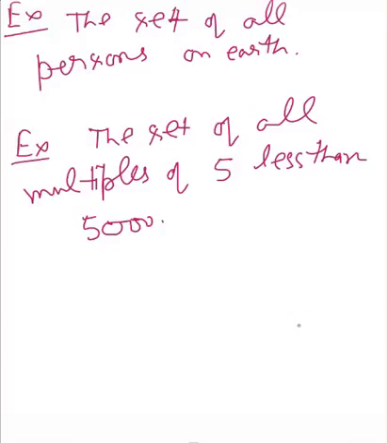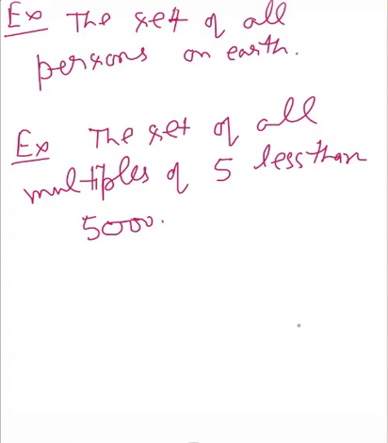Third example, set of all the persons present on the earth. You know that we always have the census, and we know how many people are present in the whole country or in the whole world. So definitely we can count the total number of elements, or the total number of persons in the world. So definitely this is a finite set.